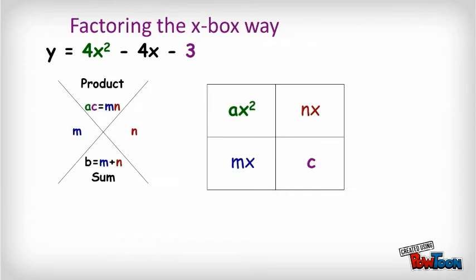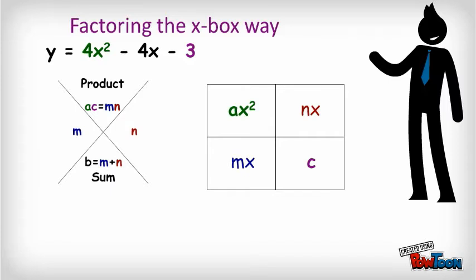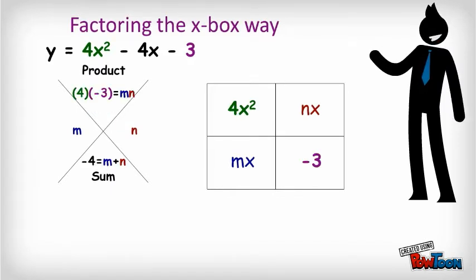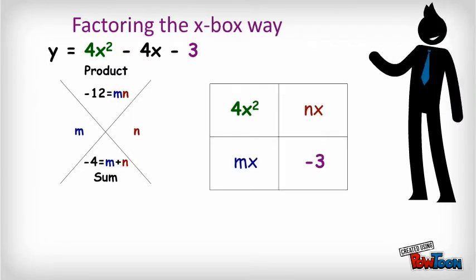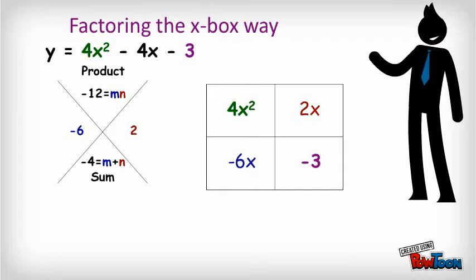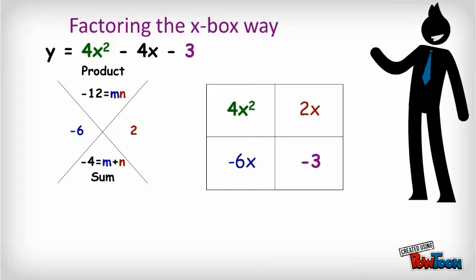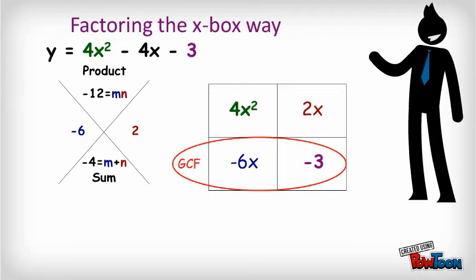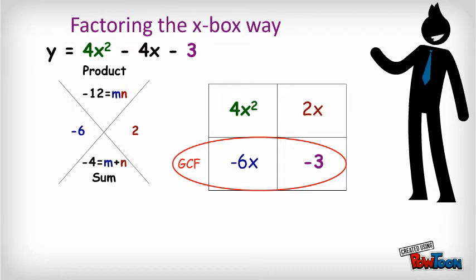The top of the X is a times c, the bottom of the X is b. Then in the box you have ax squared and c in the corners. So the top of the X becomes negative 12 and the bottom is negative 4. m and n are numbers that multiply to be negative 12 but add up to be negative 4. You try and find those numbers, negative 6 and 2, and then you put them in the box for negative 6x and 2x. And you look for a greatest common factor. At the bottom is negative 3.